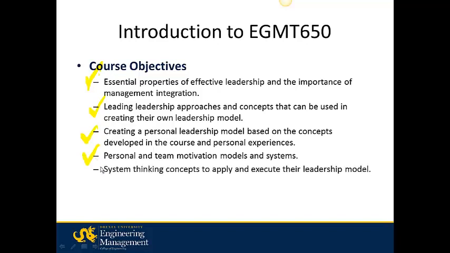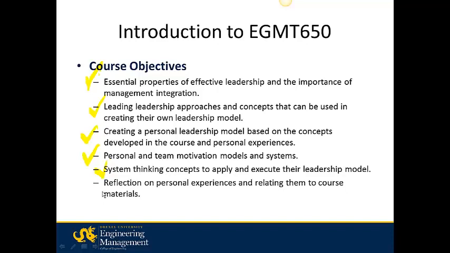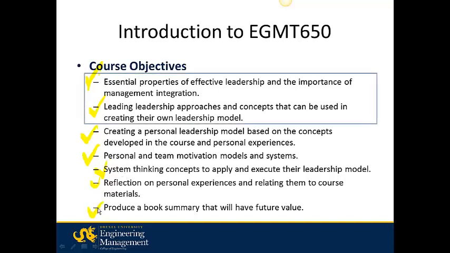The fifth is giving you an overview of systems thinking concepts and how to apply these within the leadership model that you'll be developing. The sixth one is on a regular basis, you will be providing reflection each week on your personal experiences and relating those to the course materials. And the last one is for you to produce a book summary that will hopefully have future value for you. This week, we will be focused in these 2 areas for the first 2 objectives.